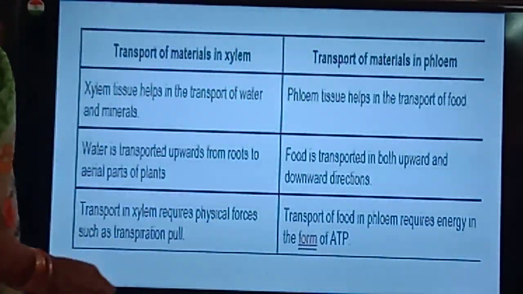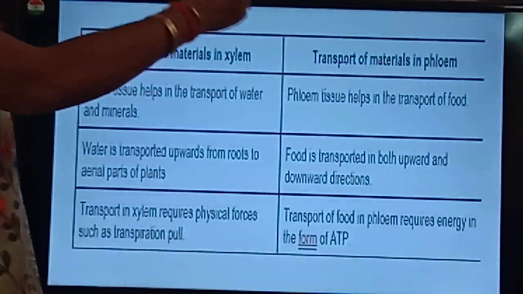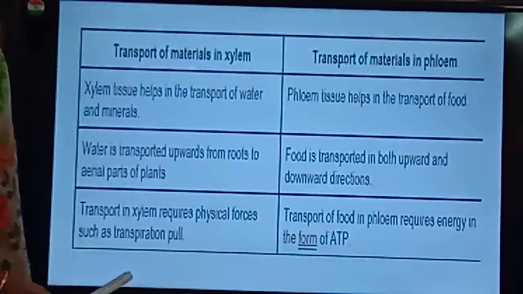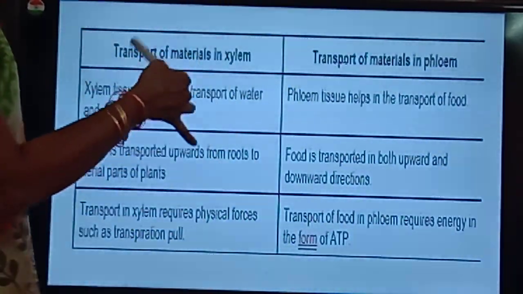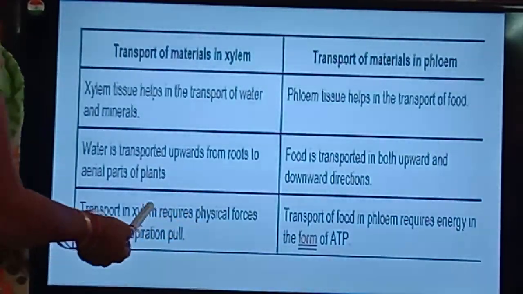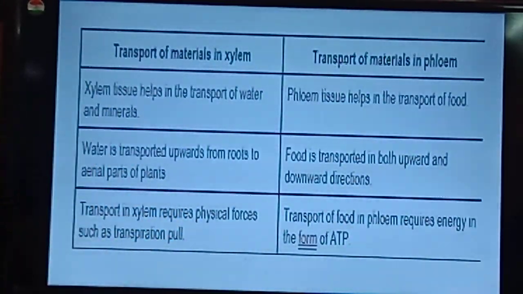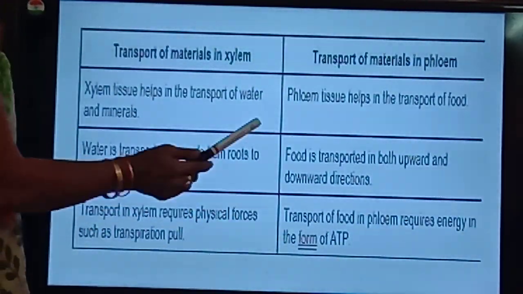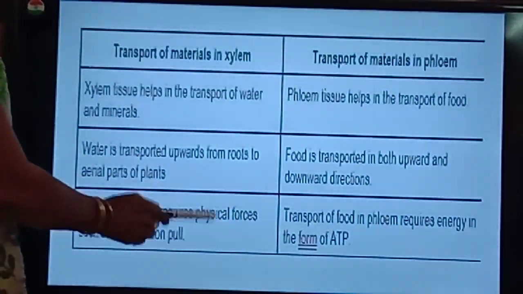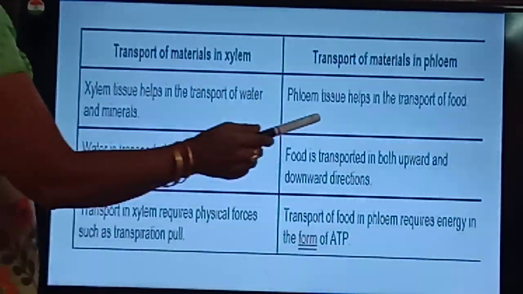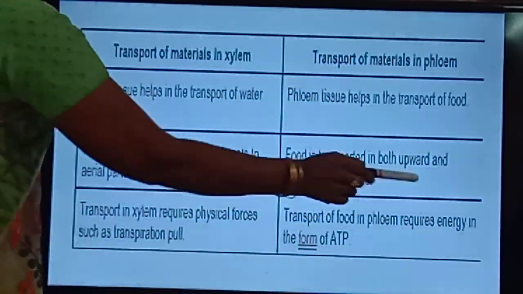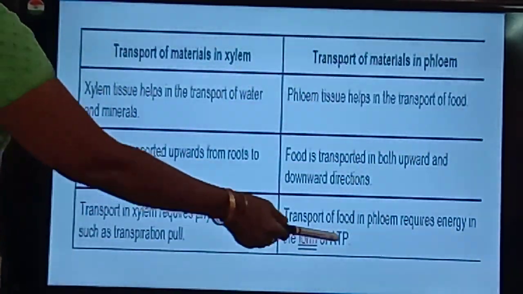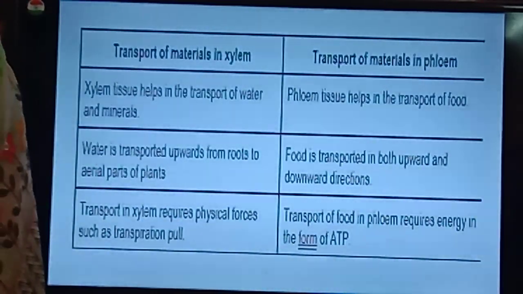But when we come to phloem, food is transported in both upward and downward directions to reach all the parts of the plant. Okay. And here, transport in xylem requires physical forces. What are those physical forces? Transpiration pull and even root pressure. When you come to phloem, transport of food in phloem requires energy in the form of ATP.